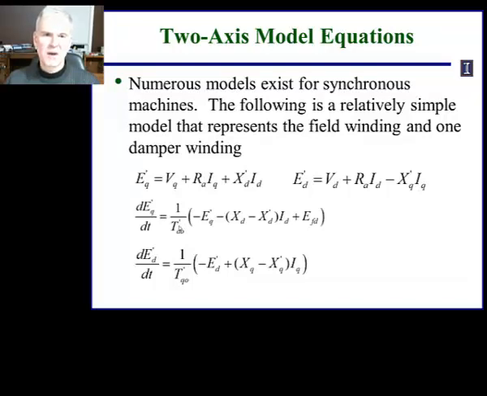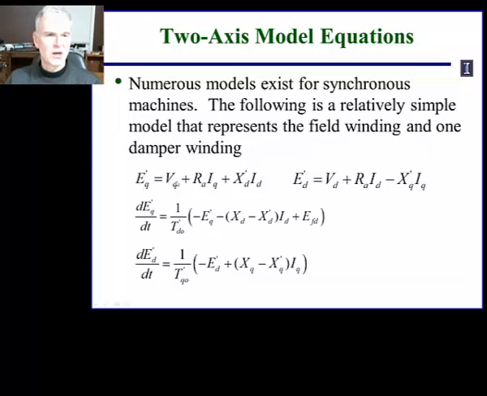There are numerous models that exist for synchronous machine modeling. Okay, the following is a relatively simple model in which we represent the field winding on the synchronous machine, and we have one damper winding on the machine. So rather than a single internal voltage, we now have an internal voltage EQ prime on the quadrature axis, and we've got ED prime representing the direct axis.